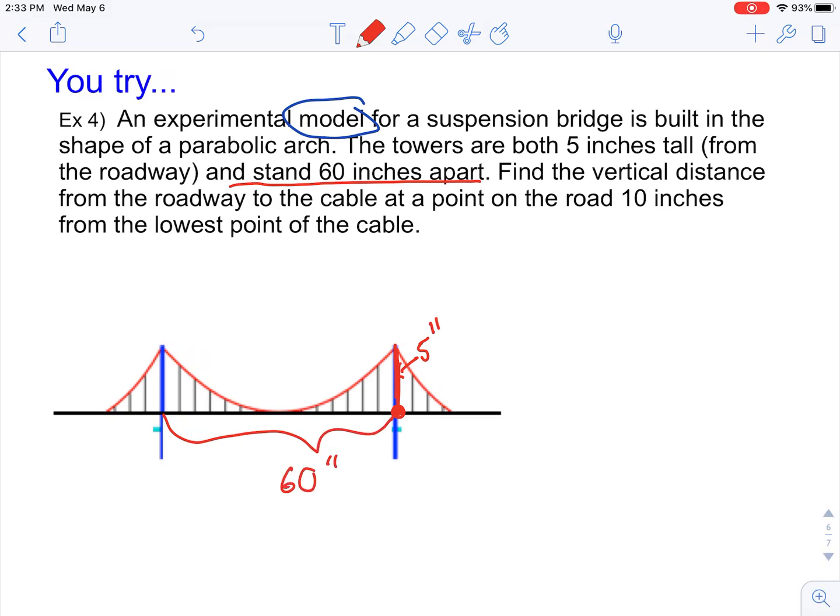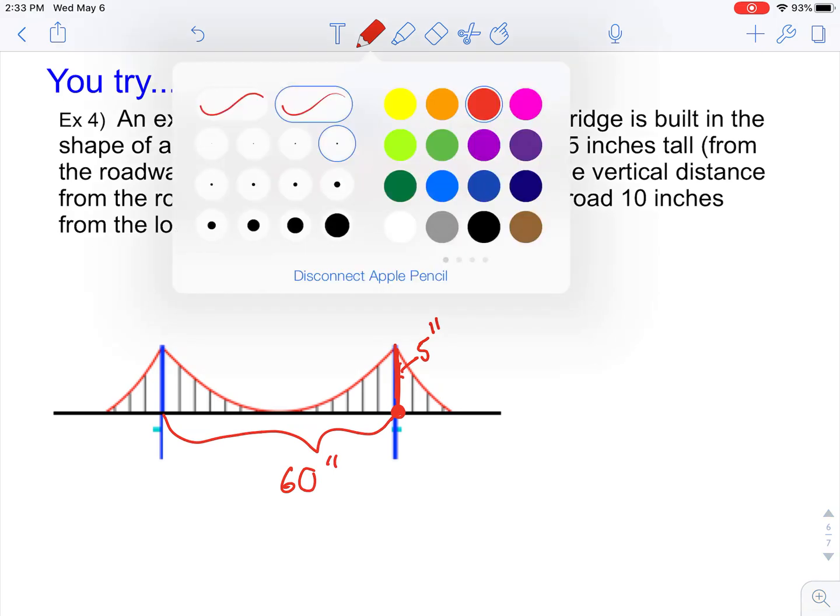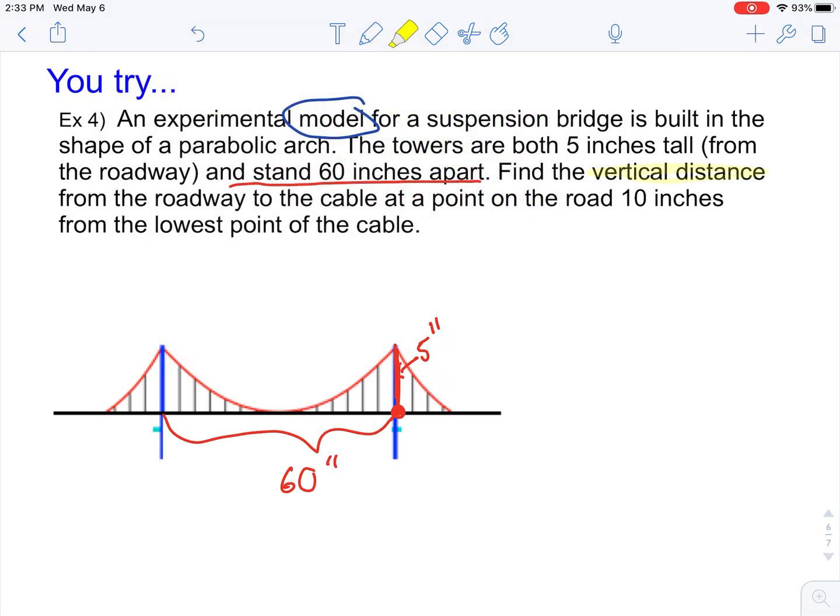So from one tower to the next tower, this is 60 inches. Our job is to find the vertical distance. So look at the wording of that. Vertical distance, that's going to basically refer to the height. We want to find the height from the roadway to the cable at a point on the road 10 inches from the lowest point on the cable.